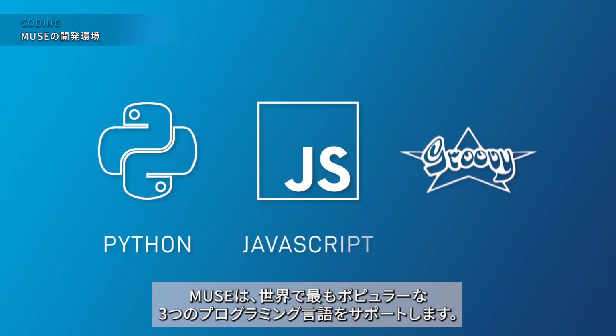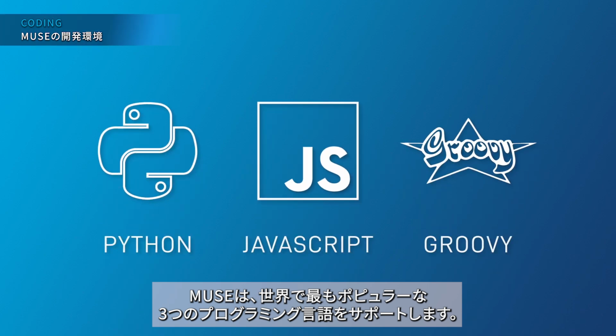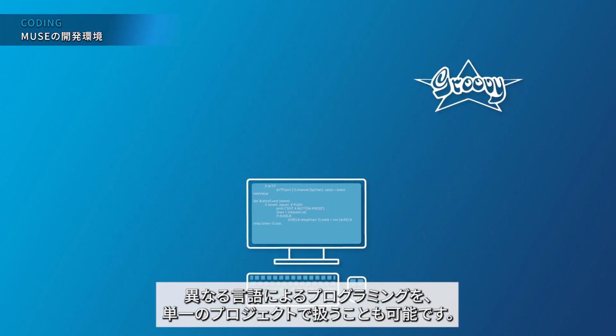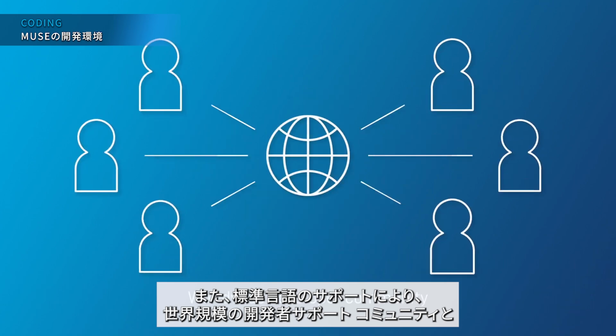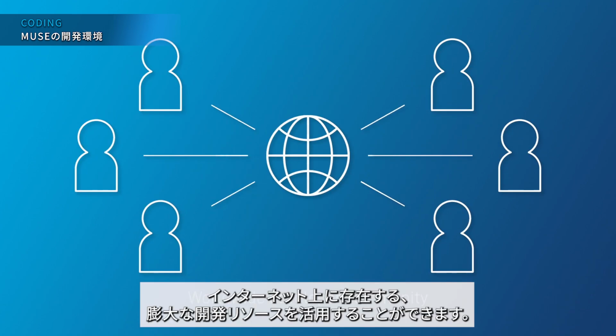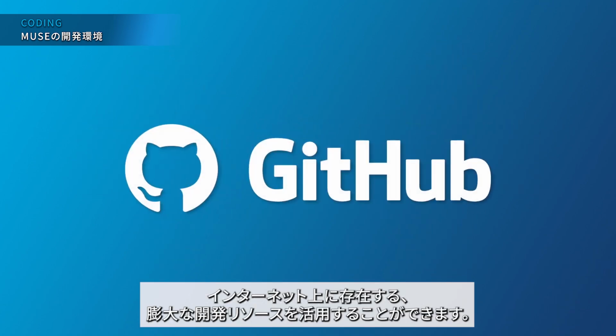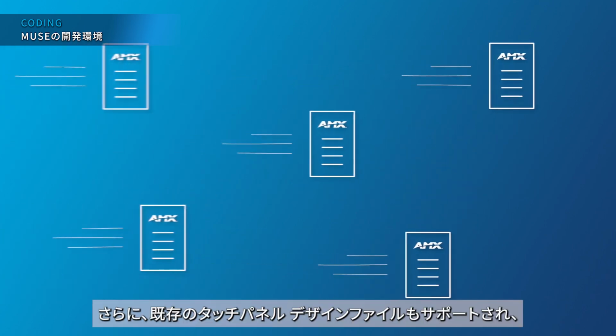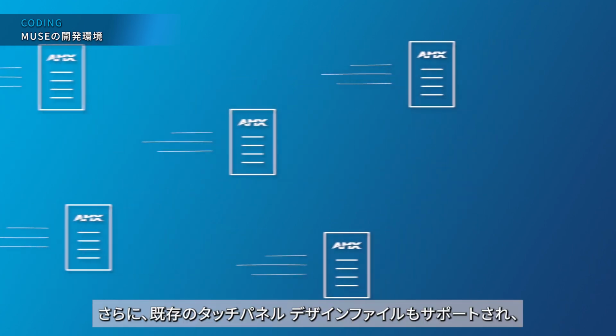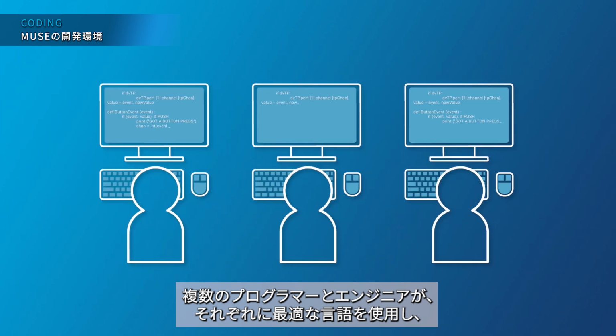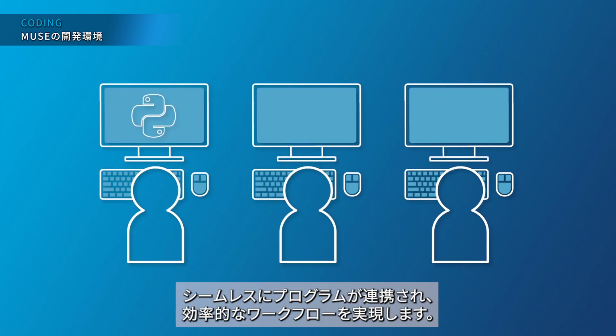MUSE works with 3 of the most popular programming languages. Use any combination together on the same project. Take advantage of the massive worldwide developer support community and standard developer resources. Work with existing panel designs and files. Multiple developers and engineers can work alongside each other using the language that works best for them.